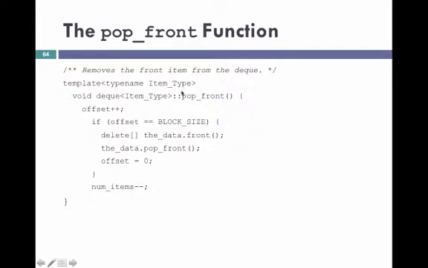Here's our pop front method. So we increment the offset, and if our offset is equal to the block size, then we've wrapped around and the front is now into the next block. So we're going to delete this block at the front, and we'll say pop front. What this is going to do is remove that block from the front, and we'll adjust all of our pointers to blocks up to the beginning of the data, and we'll reset offset to be 0. And then we decrement num items.